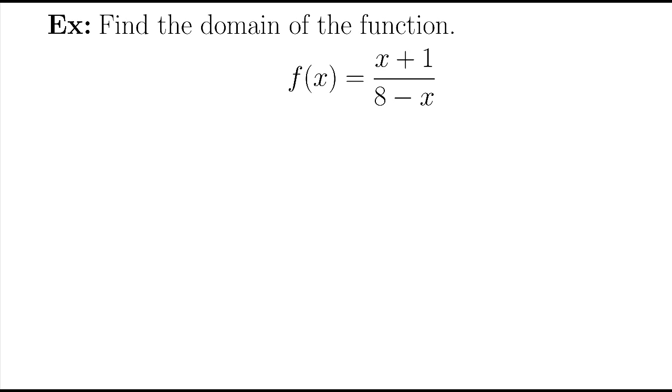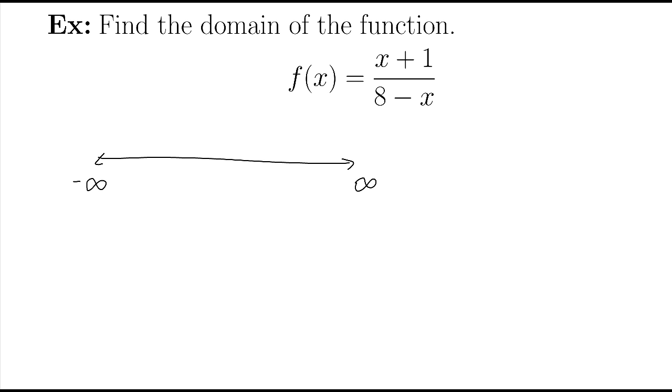Let's find the implied domain of the given function. f of x is equal to (x + 1) over (8 - x). Okay, remember, we're looking at a number line to represent all those x values that are potential x values to be plugged into the function.